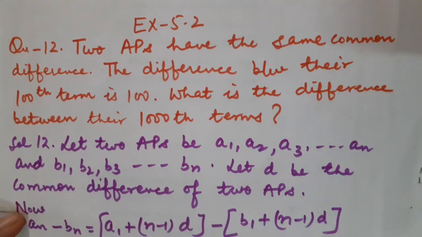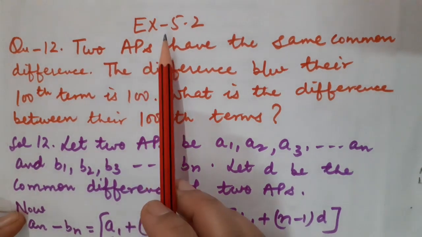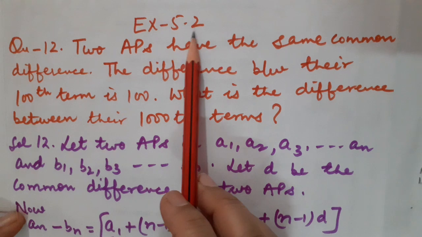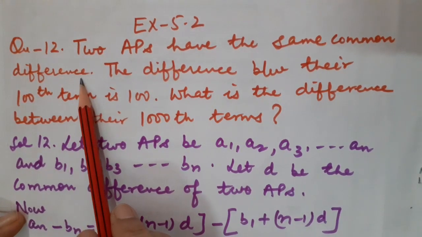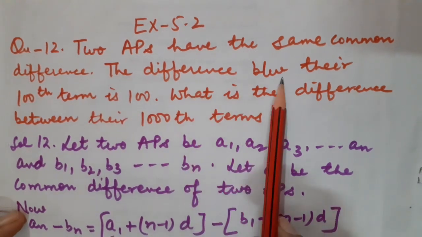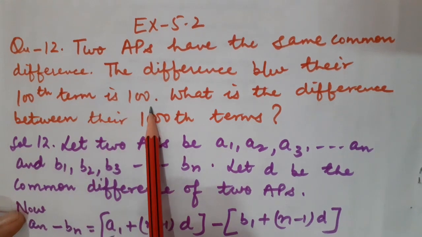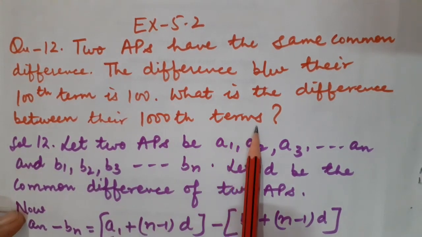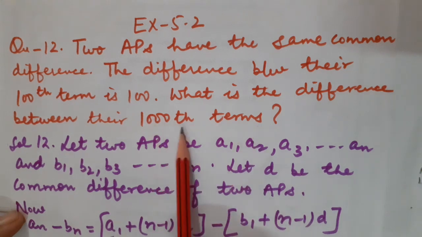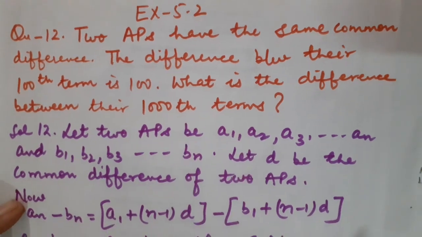So children, as our first topic is the problems based on nth term of AP, let us start taking the questions based on the same concept. For that I am going to take question number 12 from exercise 5.2. Two APs have same common difference. Means D is same for two different APs. The difference between their 100th term is 100. So what will be the difference between their 1000th terms? Fine. So let us start.